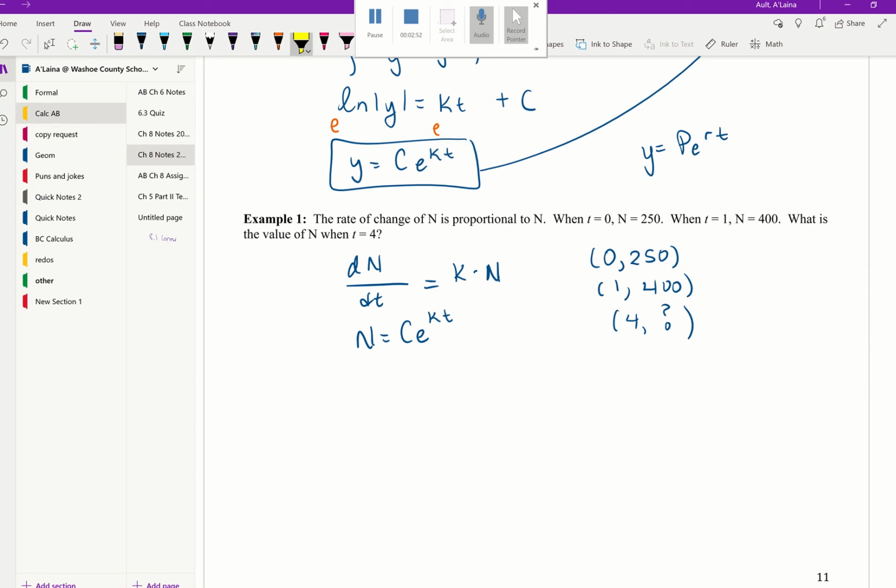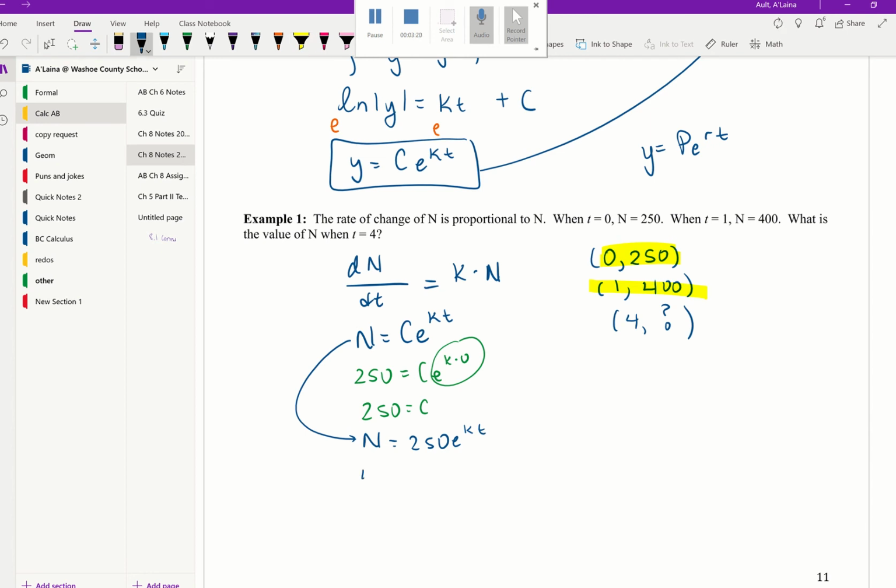Now, from this point forward, this lesson is just a review of some pre-calculus topics. I'm going to start with this ordered pair right here, and I'll substitute in 250 for n, and I'll substitute in 0 for t. And this will allow me to solve for c because this would be e to the power 0, which is 1. I'm now going to rewrite this as n is equal to 250 times e to the kt, and I'll use another ordered pair that I know in order to solve for k.